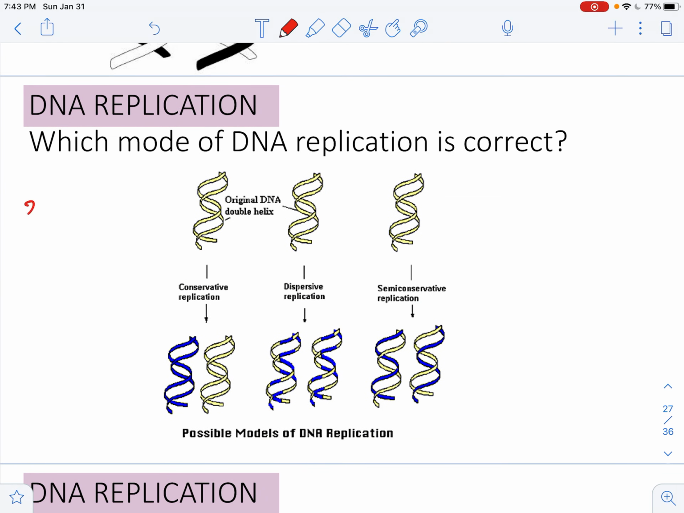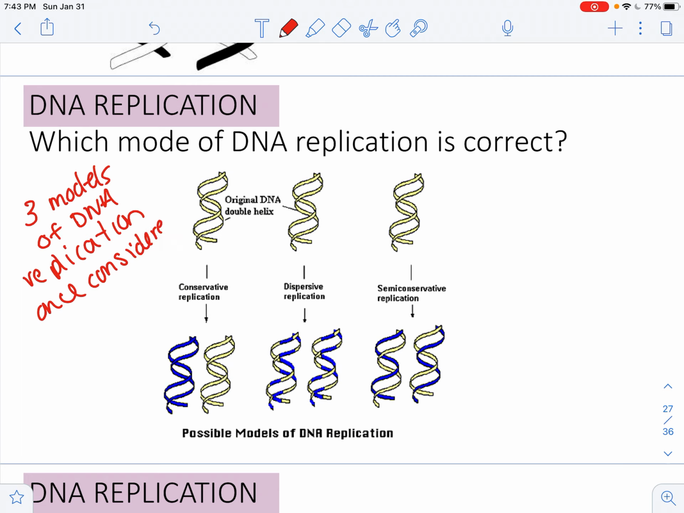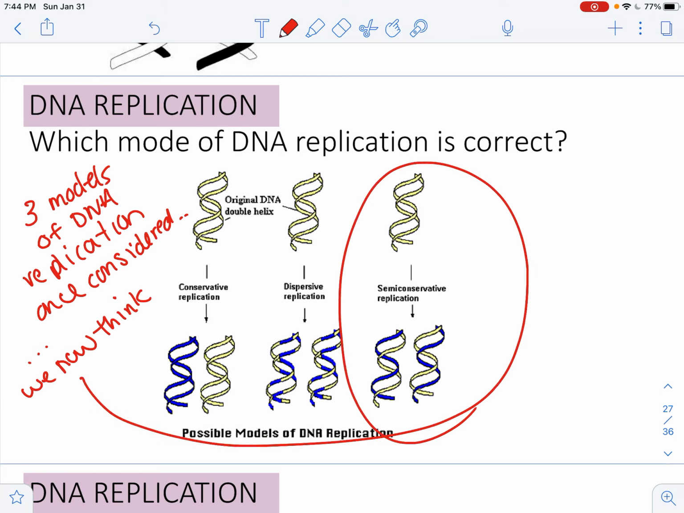These are three models of DNA replication once considered. We now know, or we now think, right? Science is always changing. Sometimes we think we know. We now think that that is the model, the way it actually occurs, and that's what I just described to you. You open up the original, and then the two you end up with have one original side and one new side, using the base pairing.